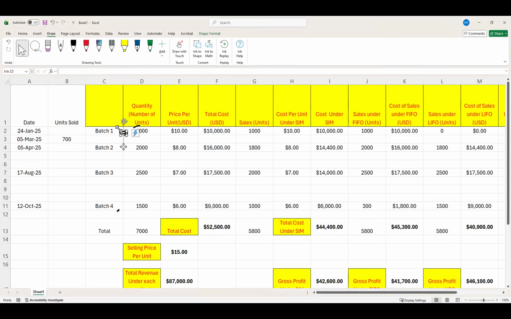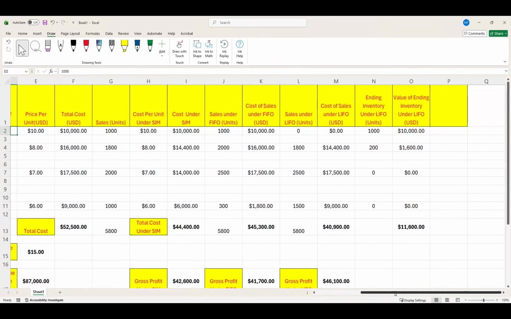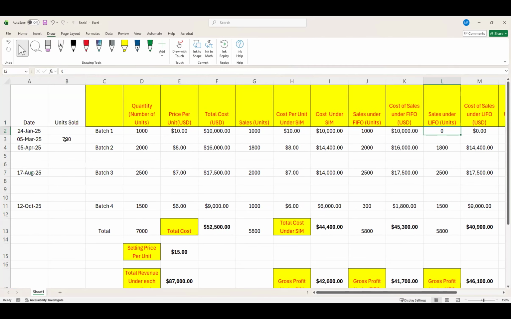Again, I'm just giving you an idea of what can happen so that the concept is clear. Then we can just close the chapter. So 700 were sold out of this 1000. Now remember the difference. If we were using a periodic inventory system, then LIFO would not even consider this under sales. But since we are using a perpetual system, even under LIFO, we have to consider that whatever 700 was sold, obviously it is sold from the first batch.